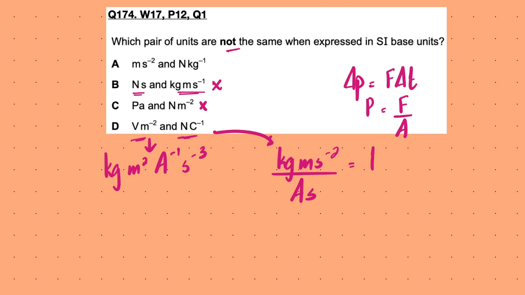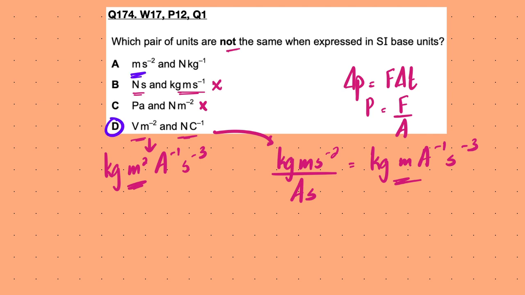kg meter remains as it is, and the ampere goes here, that becomes this and this, but these are not the same because there's a meter square here and there's just a meter here. So these are not the same, and this is the answer.